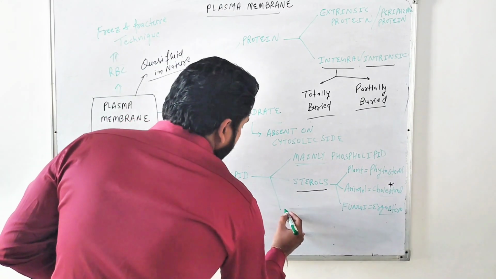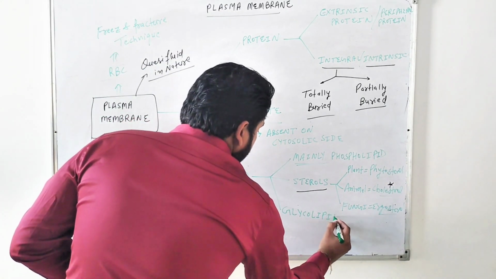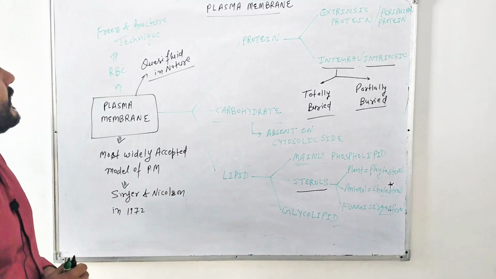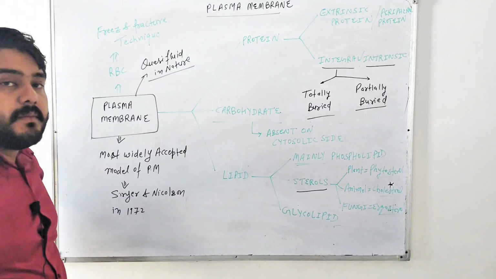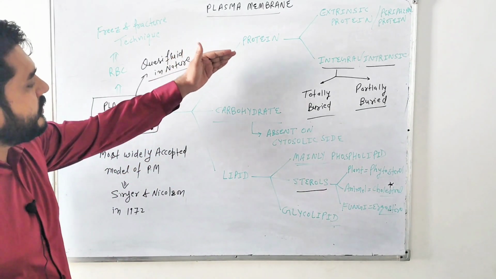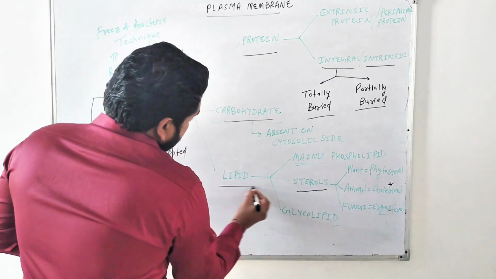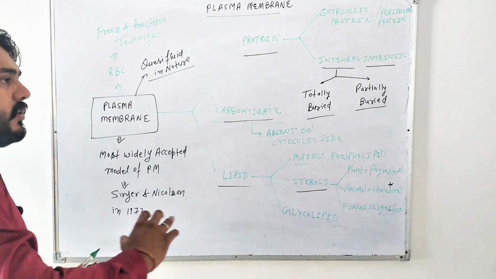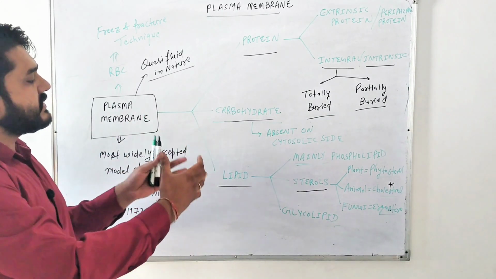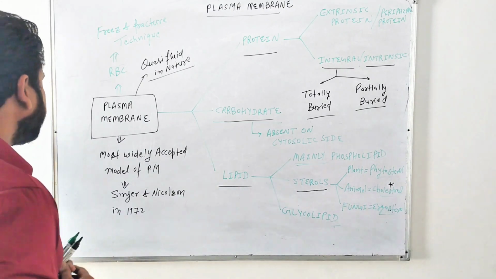The next kind of lipid will be glycolipid. So these kinds of lipids will be there. This is the outline of the plasma membrane, showing what kinds of components will be there: first protein, then carbohydrate, and then lipid. Now I am going to draw the structure of the plasma membrane, and then you will understand how these proteins, carbohydrates and lipids are arranged in the cell membrane.